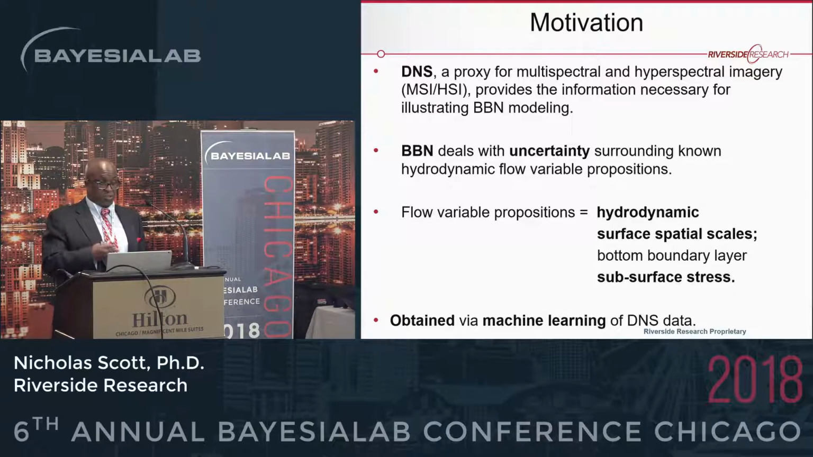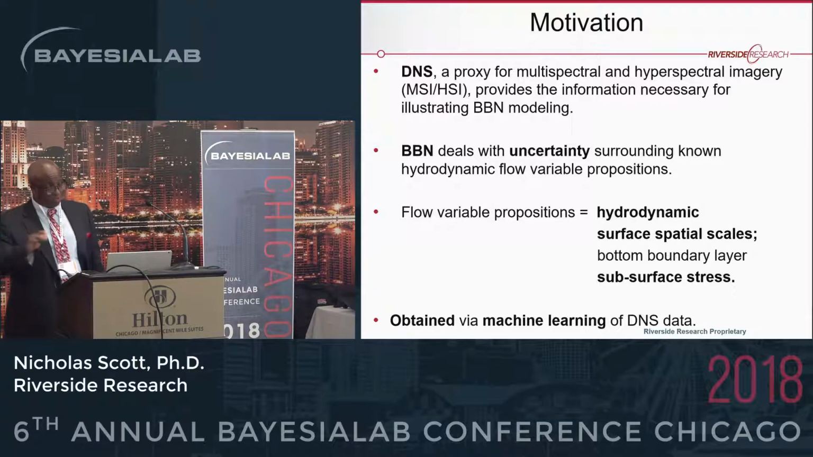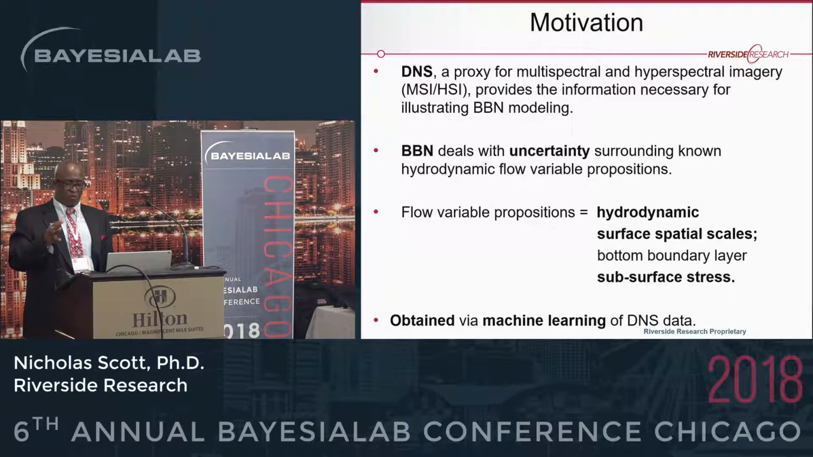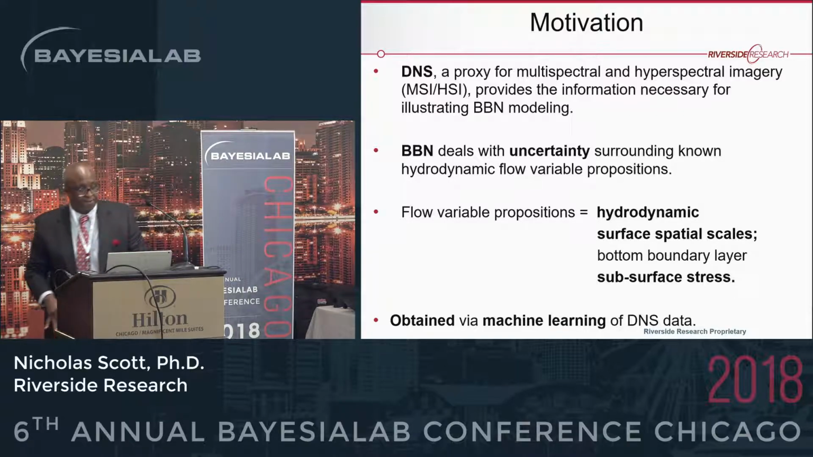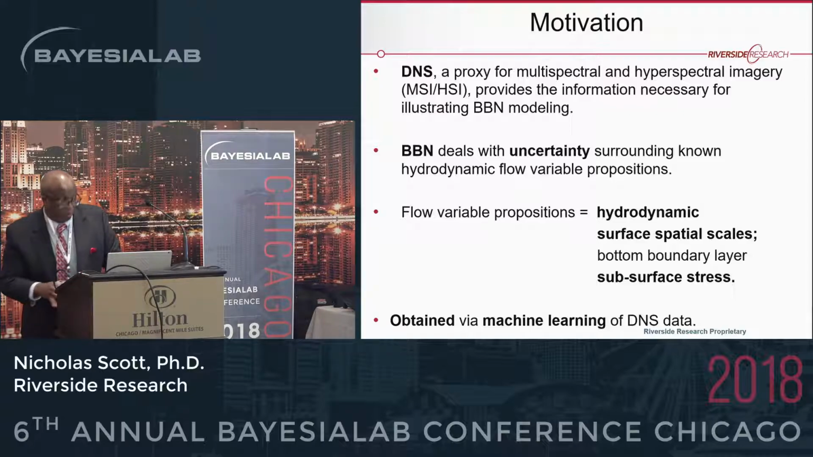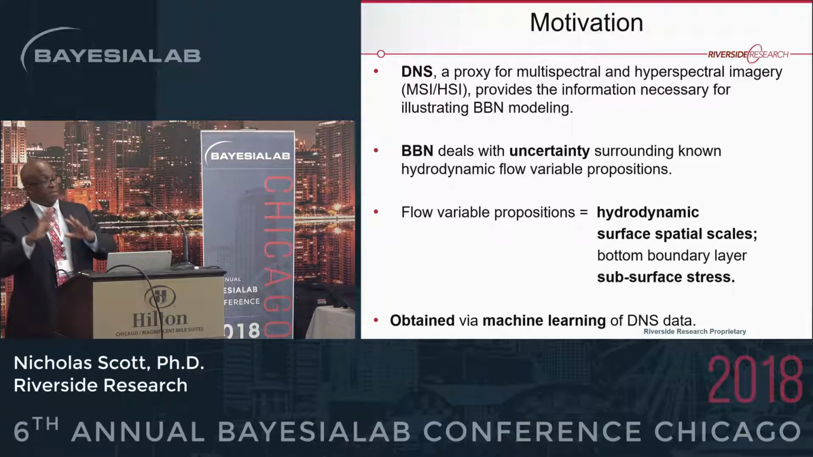DNS deals with, of course, the uncertainty surrounding hydrodynamic flow variable propositions. And for this talk, the hydrodynamic flow variable propositions are the surface spatial scales, what happens at the surface, and then what happens below: surface spatial scales and subsurface dynamics or stress. And the first part of this analysis is really a tour de force of machine learning. Before we even do the modeling, we need to create features that the BBN can understand, and we do that by using machine learning.